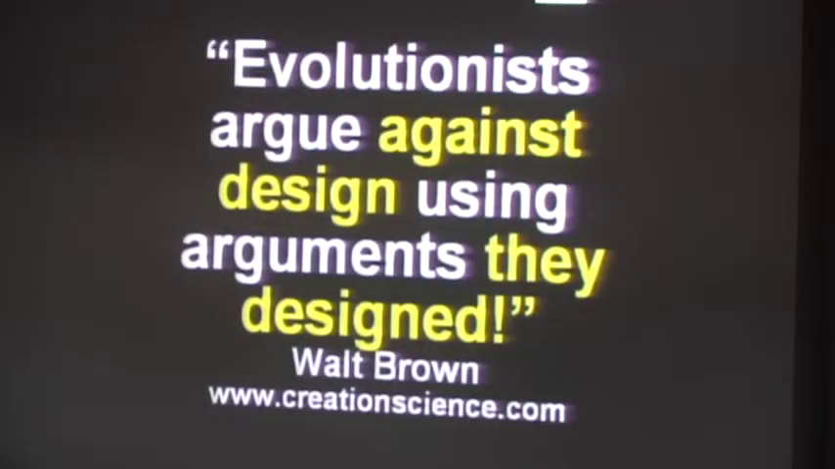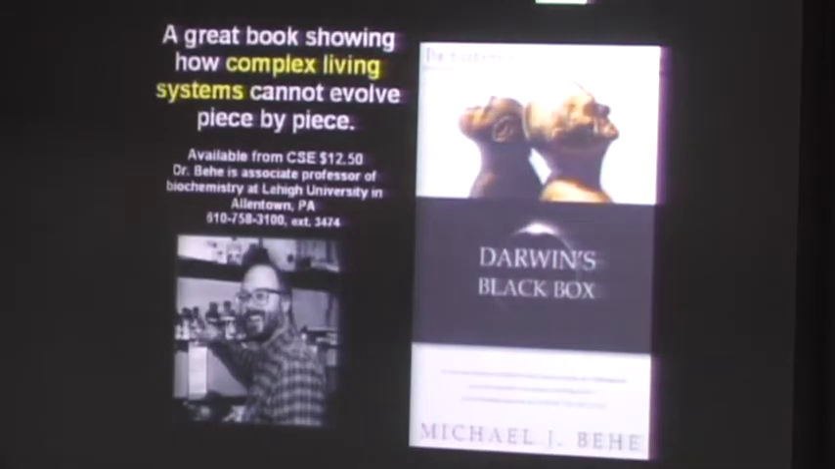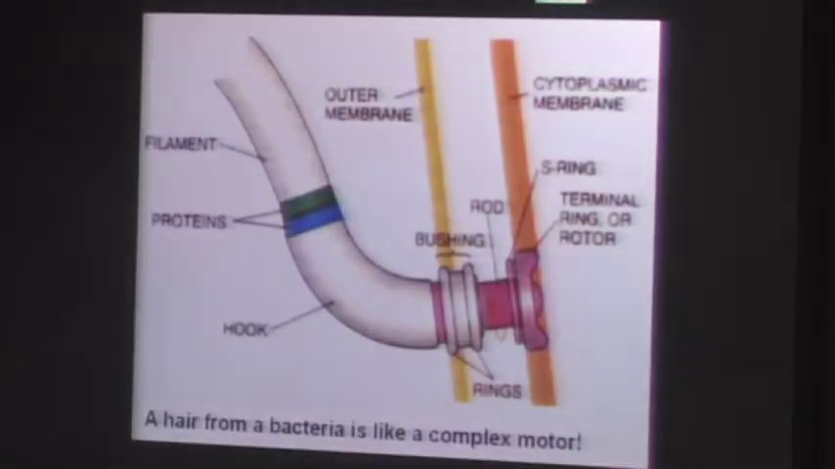Evolutionists argue against design using arguments they designed. Think about that one. Here's a great book talking about the complexity of living things at a micro scale. We sell the book at our website. Michael Behe wrote this on Darwin's Black Box. He spends a whole chapter describing the hair on a bacteria.